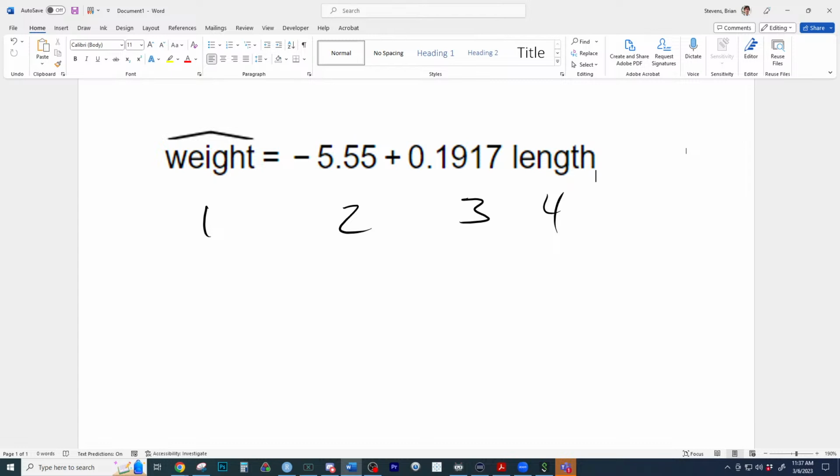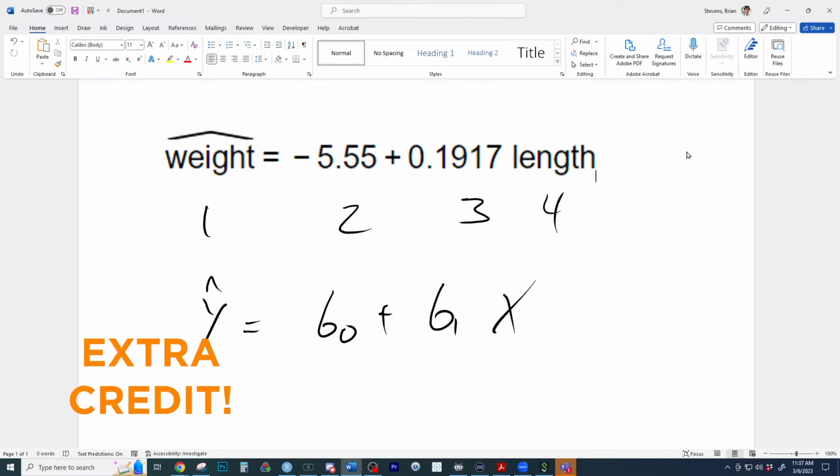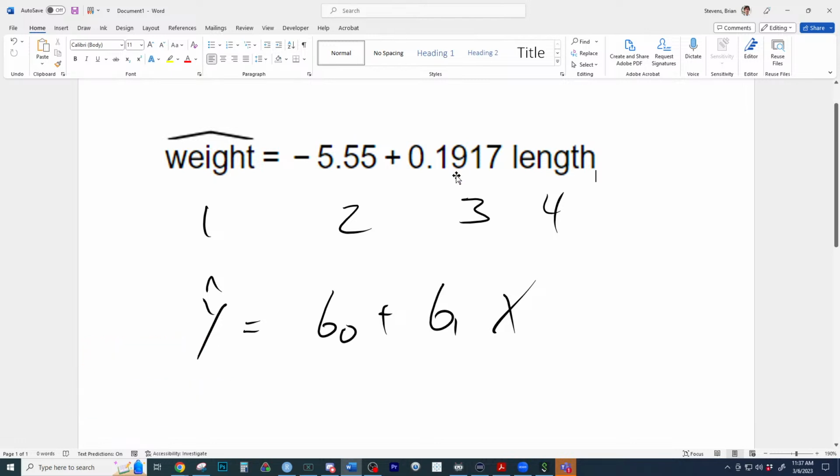The first one is y hat, which is the predicted. The next one is b0, which is the intercept. The intercept is negative. Next, we have the slope coefficient, which is b1. And then last but not least, we have the x variable, which is length. Great job right there, Marcus. You got it. 100 points. So we have here the intercept, the slope coefficient, and the predicted y value.